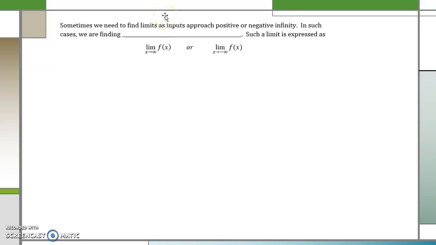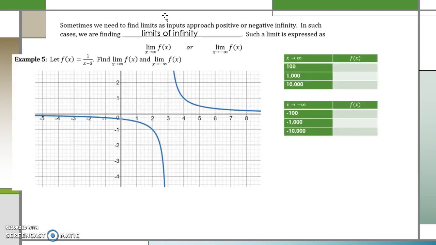Sometimes we need to find limits as inputs approach positive or negative infinity. In such cases, we are finding limits at infinity. Such a limit is expressed as finding the limit as x is approaching infinity, or finding the limit as x is approaching negative infinity. Such as our next example, example 5. Let's let f of x equal 1 over x minus 3. Let's find the limit as x is approaching infinity and negative infinity.